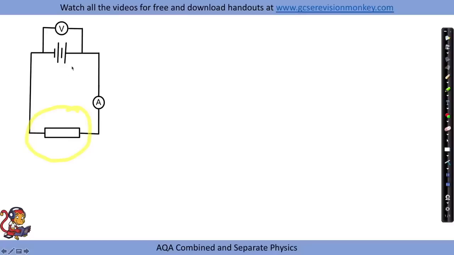It may well be 3 cells or 4 cells, or you may have a battery. It doesn't really matter, but something to provide power to your circuit. And you're going to want to attach a voltmeter to measure V, an ammeter to measure I, and you're going to use a calculation to calculate resistance.